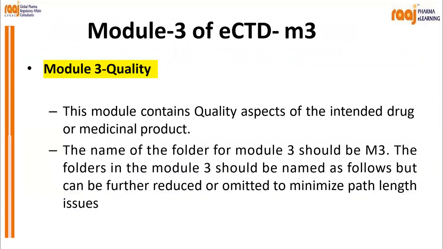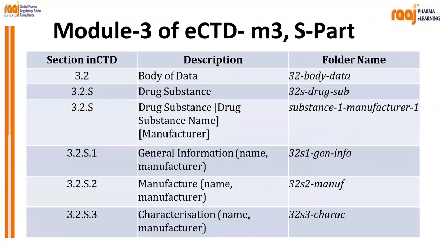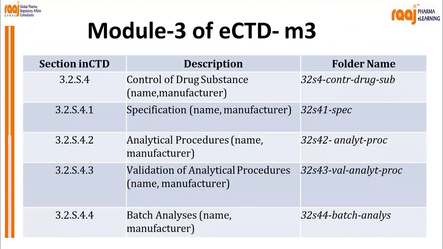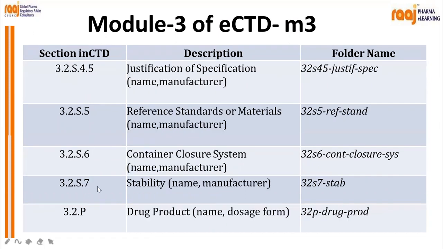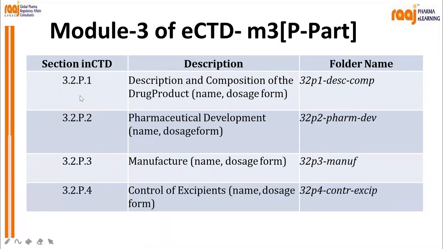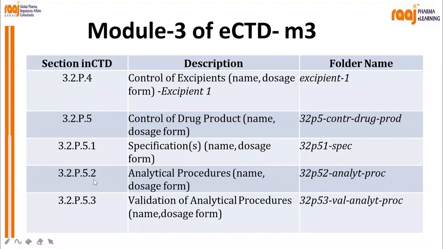I will go back. This module 3 is very important, which is divided into drug substance and drug product. And drug substance is again divided into S1 to S7. You can see, under S4, there are S4.1 to 4.5. Then under P, that is drug product, P1 to P8. So under P5, you can see 5.1, 5.2, 5.3, 5.4. So there is a similarity, where S4 is divided into S4.1 to 4.5.